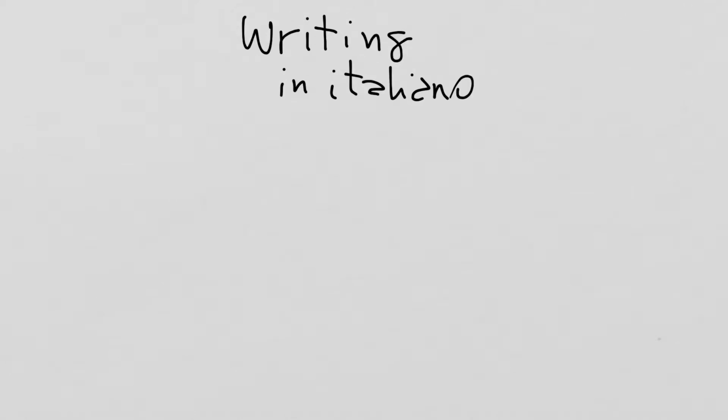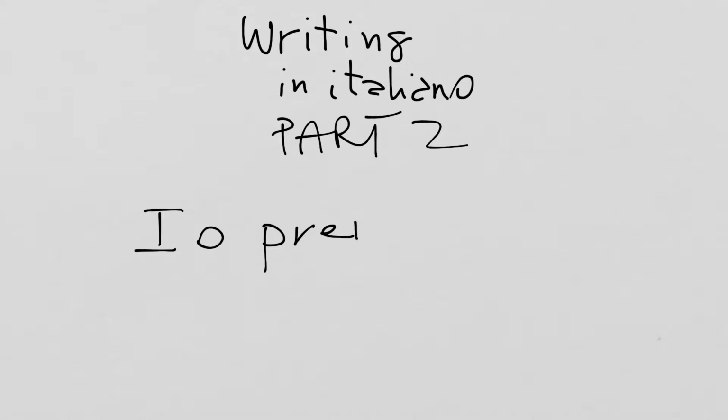Writing in Italiano. That's called this part 2, although I'm not so sure what part 1 was. Anyway, let's take a very simple sentence, and then let's see how we can expand it and turn it into a more complex sentence. What kind of devices we can use to start writing in Italian. Let's take a sentence such as io prendo il treno. I take the train.